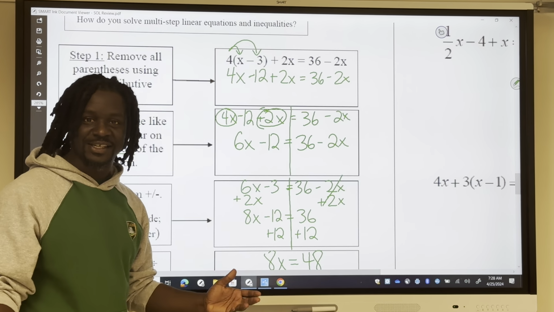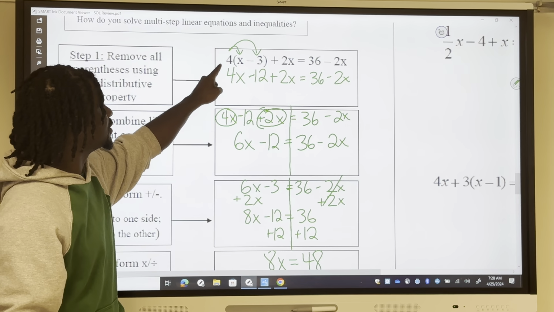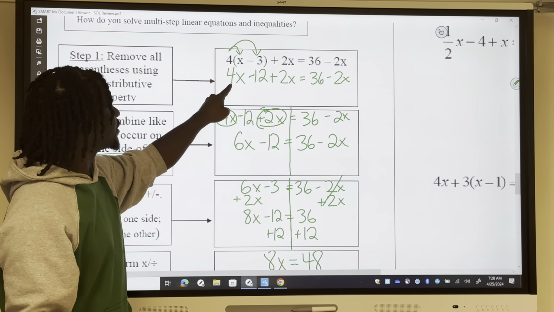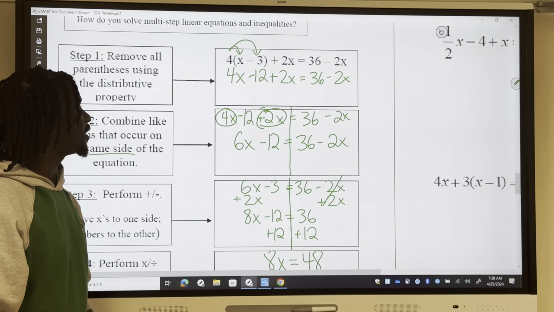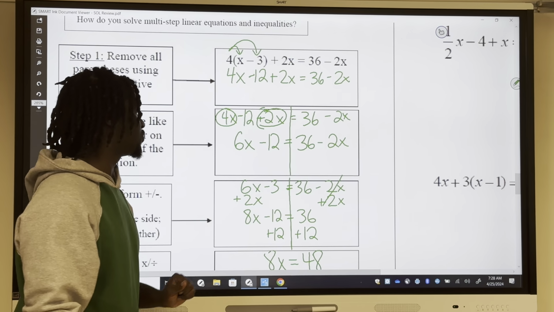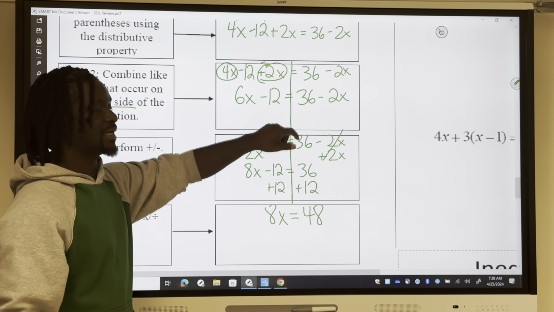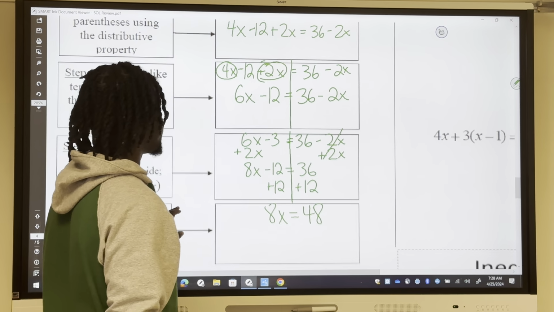See, really easy to make that mistake. I was supposed to distribute that 4 to both of them, and I forgot to do that. So I put -3, that should have been -12. Again, a -12. So make sure you make that correction to your paper, all right?